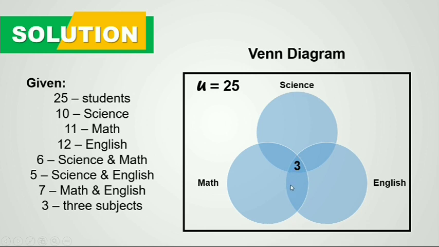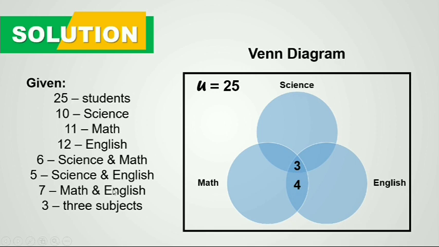Since may 3 na dito, so ilan na lang ang idadagdag natin sa 3 para maging 7 ito. So it's 4. So that's why we're just gonna write 4 in this part, ito sa parting ito. Because 3 plus 4, that's 7, which is in accordance to the given, which is this one, 7. 7 of the students like math and English, since this is their intersection.